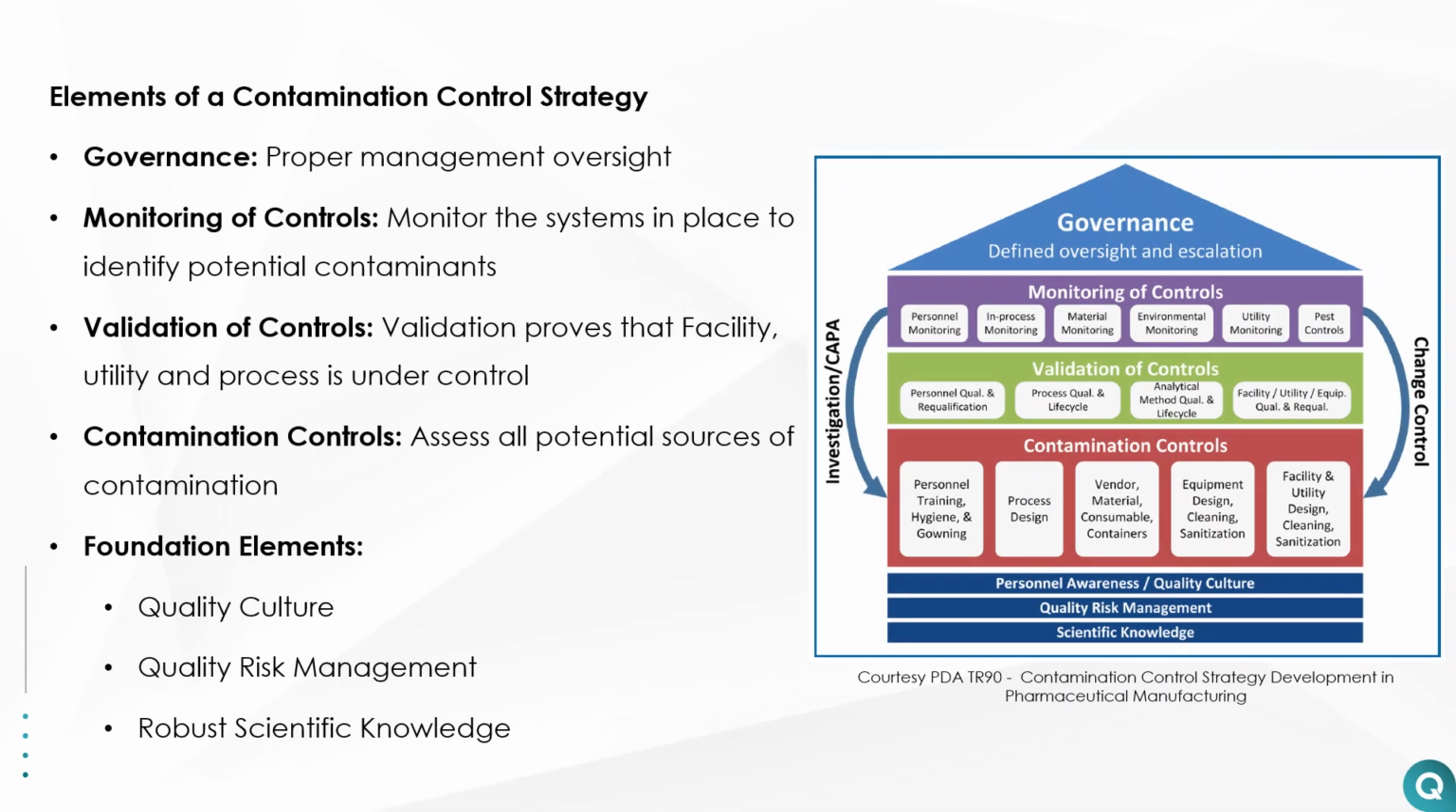There are key elements of a contamination control strategy taken from PDA TR 90, the Contamination Control Strategy Development in Pharmaceutical Manufacturing. Looking at the diagram on the right, you can see that there are different elements that make up the contamination control strategy. Starting at the bottom of the diagram, we can see that there are some foundational elements which are quality culture, quality risk management, and robust scientific knowledge of the process.